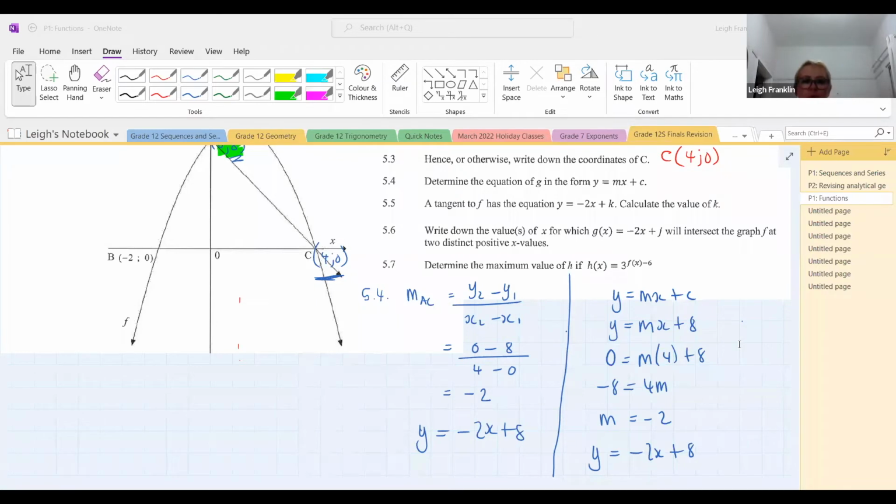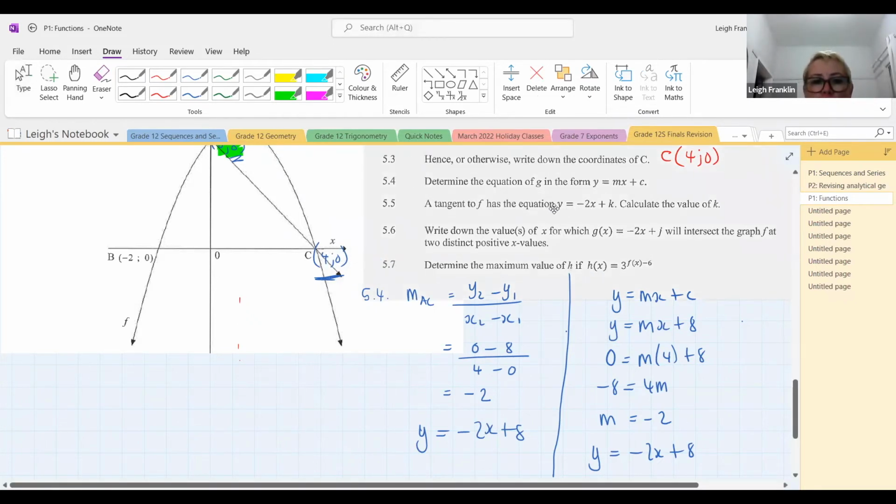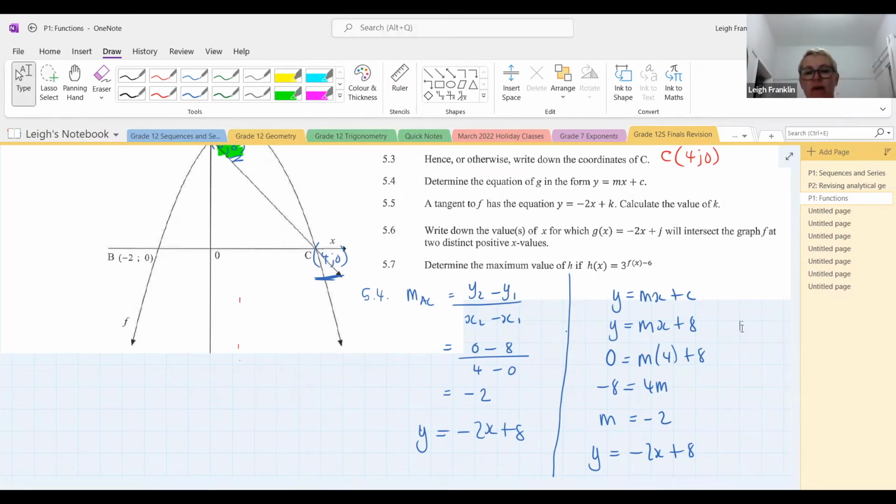So in 5.5, they say to us: a tangent to f has the equation y equals -2x plus k. Calculate the value of k. And this is now out of 4 marks. So a tangent to f has the equation y equals -2x plus k. Calculate the value of k.